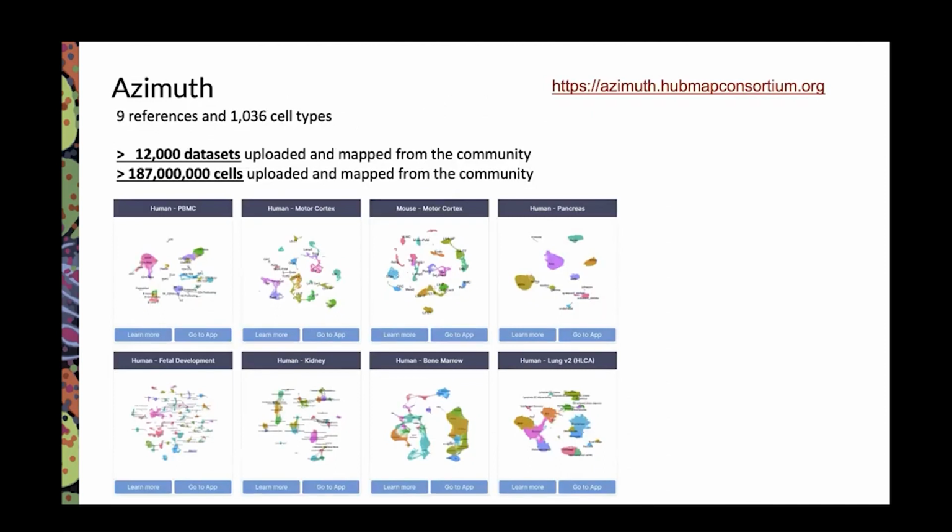you see the Azimuth reference that you might have seen before. So Rahul Satija at the New York Genome Center, he is working on expanding substantially the number of references that can be used to do cell annotations for new data sets. So using these Azimuth references, you can take a new single-cell RNA-seq data set, upload it to the Azimuth HuBMAP Consortium.org website, and then get automatically assigned cell type names.